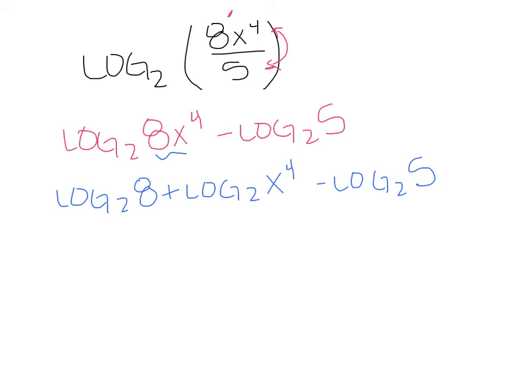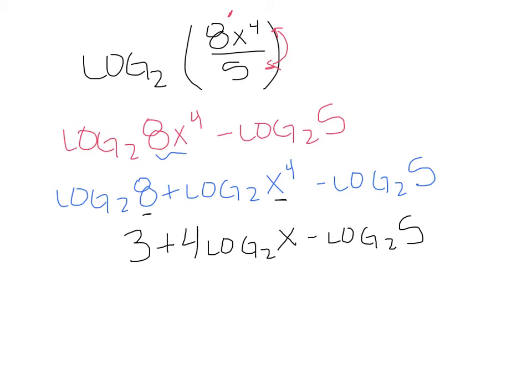Now let's go to our arguments again. 8 is a power of 2, so we can simplify that one further. What is the power that makes 2 into 8? It's 3, plus x to the 4th. That can be expanded upon a little bit too. We can take that 4 and make it a coefficient. Coefficients are bigger, expanding. And then that poor little log base 2 of 5 just stays as it is.